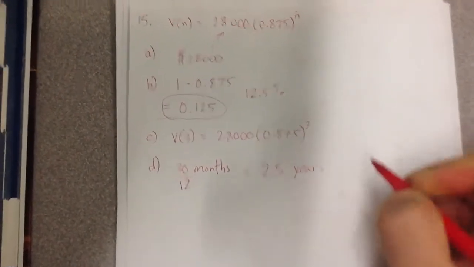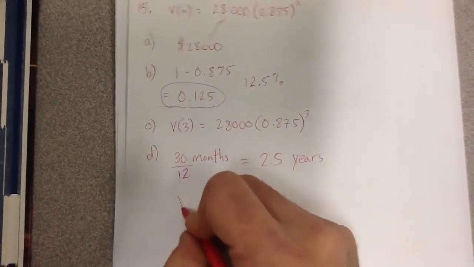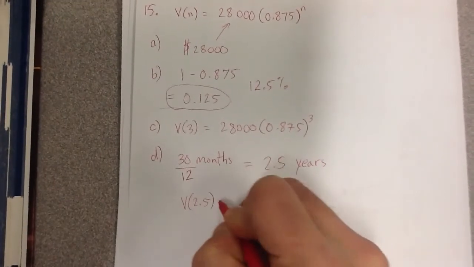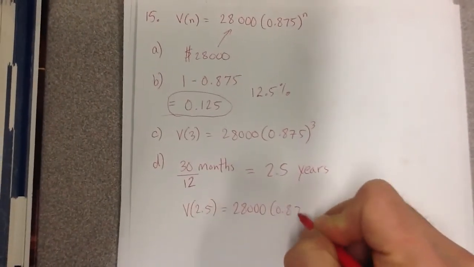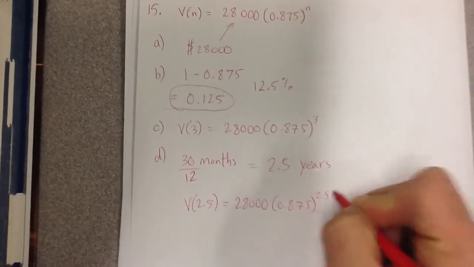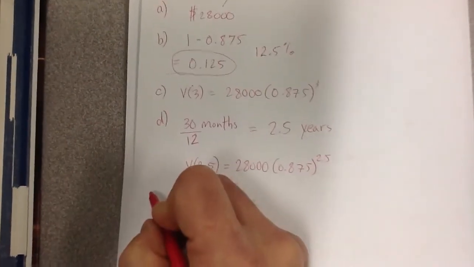Okay? So just make sure that you're plugging in the correct years, because this N is in years. So you're going to plug in 2.5 into the years here. So this will be 0.875 to the power of 2.5. Again, do this to the power of 2.5 first, then multiply it by that number.